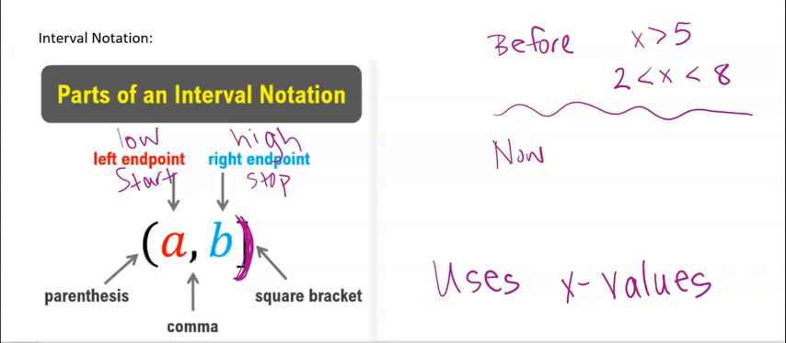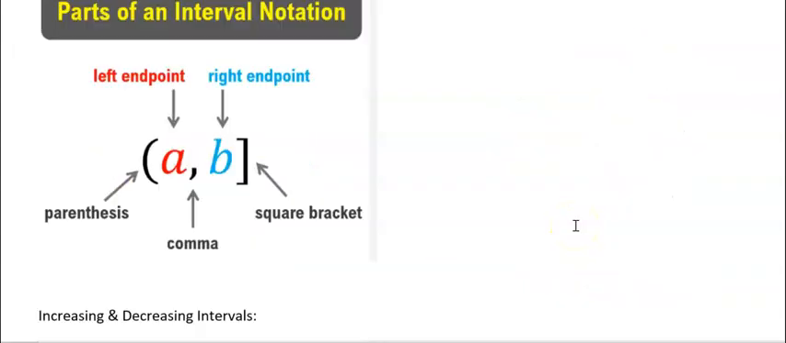So now, instead of saying x is greater than 5, we would write 5, and then we want to go to infinity because we're going to keep getting bigger. Or from 2 to 8, we write that as 2 comma 8. Okay, so before you had the inequalities, and now we just see them as 2 numbers separated with a comma, but they mean the same thing. So let's practice with some concepts.